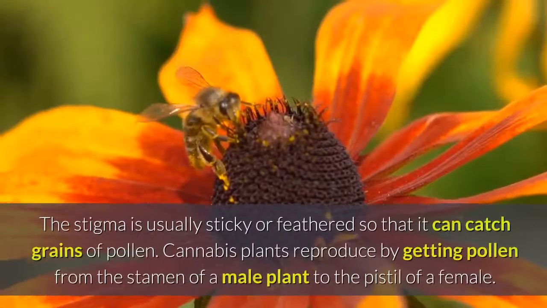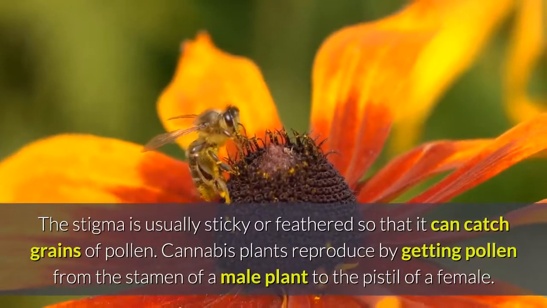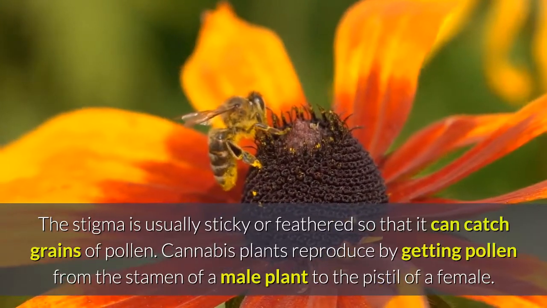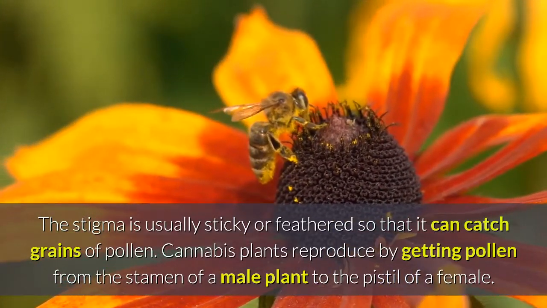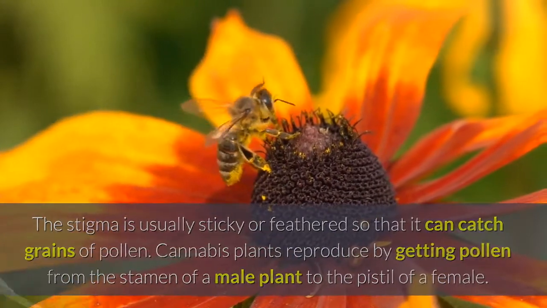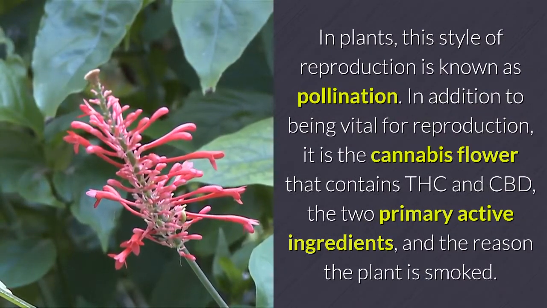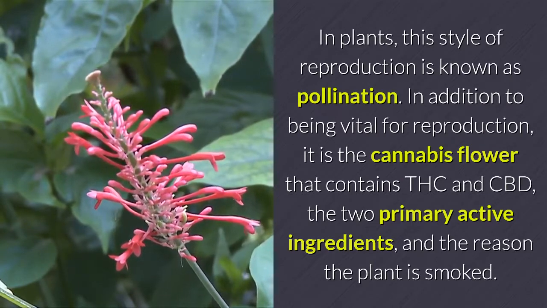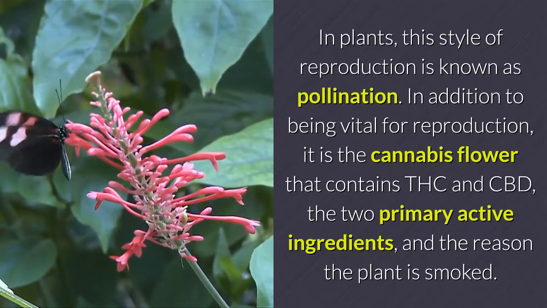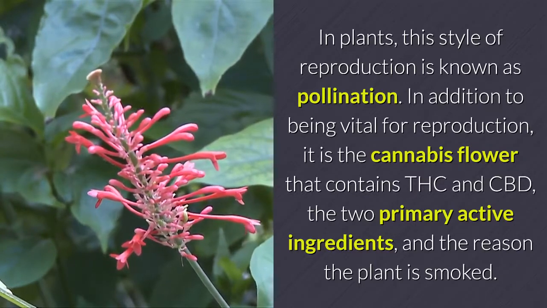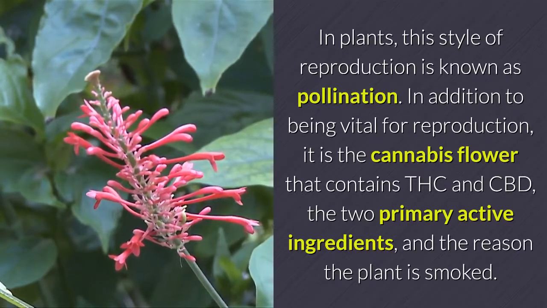The stigma is usually sticky or feathered so that it can catch grains of pollen. Cannabis plants reproduce by getting pollen from the stamen of a male plant to the pistil of a female. In plants, this style of reproduction is known as pollination. In addition to being vital for reproduction, it is the cannabis flower that contains THC and CBD, the two primary active ingredients, and the reason the plant is smoked.